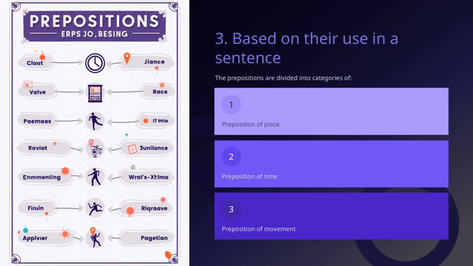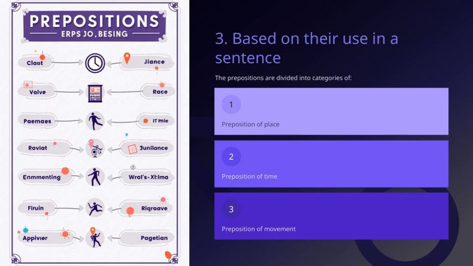Now, let's take a closer look at how prepositions are categorized based on their use in a sentence. First up, we have prepositions of place. These are used to show the location or position of something, like in, on, or under. They help us describe where things are in relation to each other. Next, we have prepositions of time. These prepositions tell us about when something happens, such as at, before, or during. They help us specify the timing of an event or action.